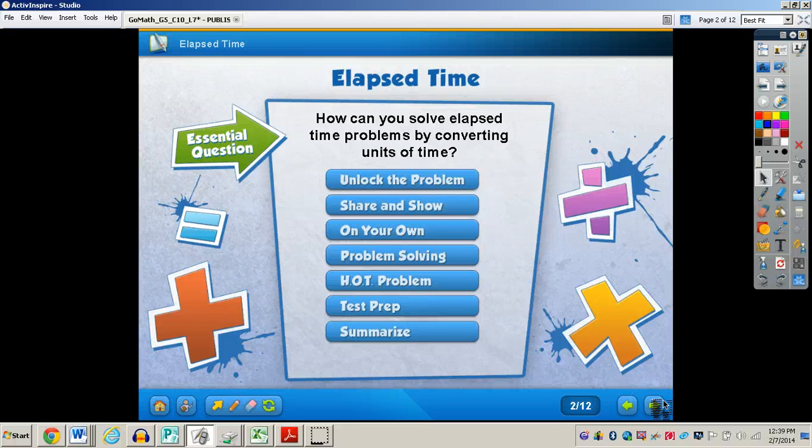In this video, we are going to be taking a look at elapsed time. Now, the essential question that we are going to be focusing on throughout this video and that we're trying to solve is how can you solve elapsed time problems by converting units of time.